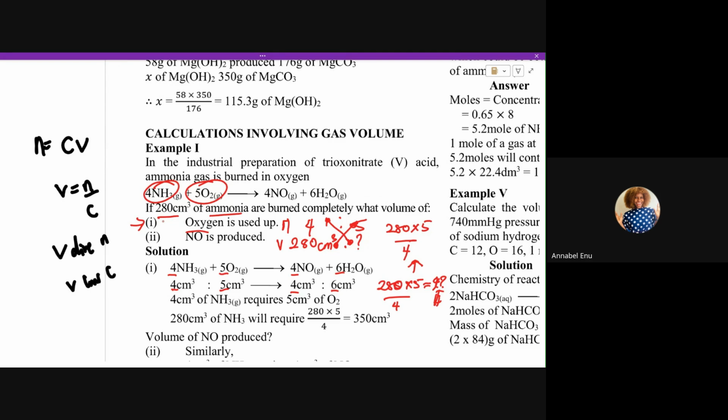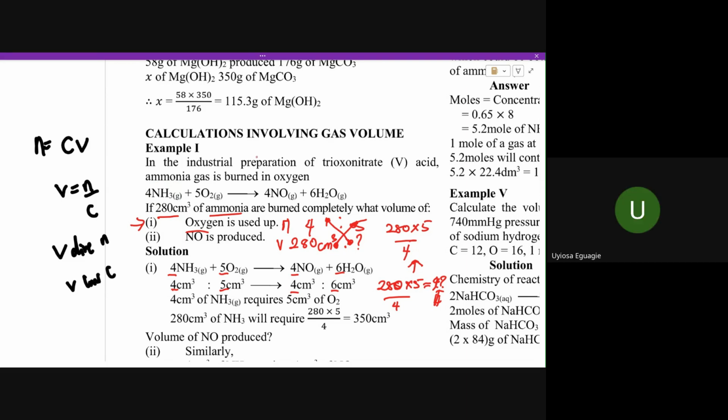Is the question II? The Roman figure 2 there. They said what would be the volume of nitrogen oxide produced if 4 ammonia gives us 4 nitrogen oxide, then 280 centimeters cube of ammonia will give us how many nitrogen oxide? That's what they're asking us simply. The 4 and 4 I mentioned now is found in the balanced equation. But is it volume of NO produced? Yes, volume of NO produced.